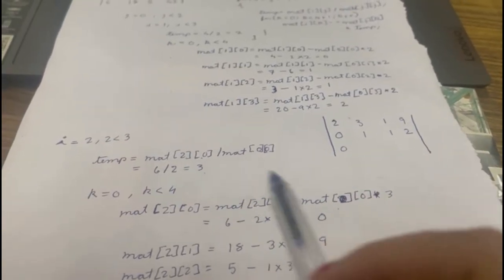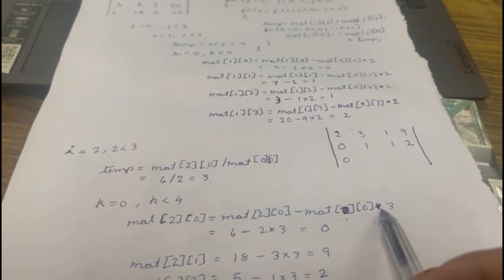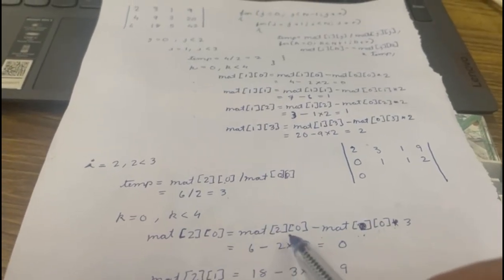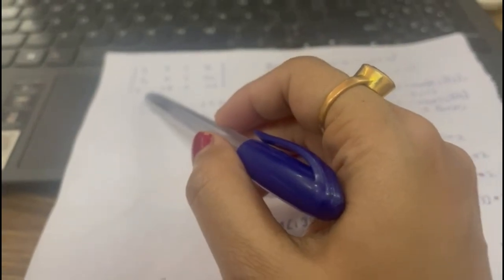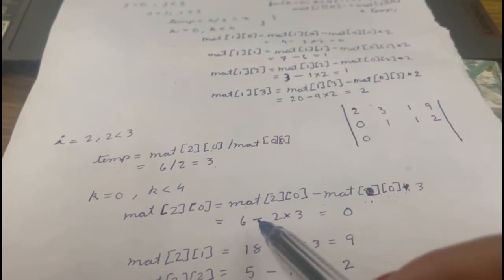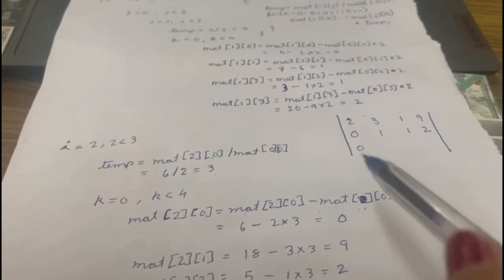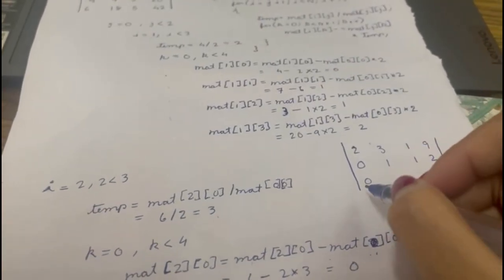So what is mat jk? J is 0, k value is 0, so mat 0 0 into temp, and the temp value is 3. Mat of 2 0 is this value, which is 6. Then mat of 0 0 we know is 2, so 2 into 3. Ultimately we got 0 here, right?